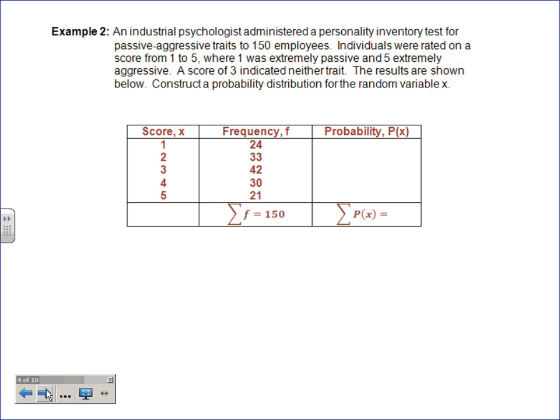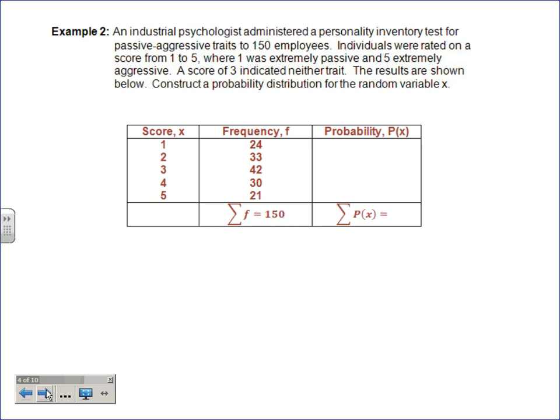Construct a probability distribution for the random variable x. So how do we know it's discrete? Well, it's either a 1, 2, 3, 4, 5. Can I list all possibilities? I can. And the frequencies are given right there, 24, 33, 42. So there's 42 that had a 3. And how do I know that the total, sigma f, is 150? Well, it's 150 employees, so it better be 150 total.